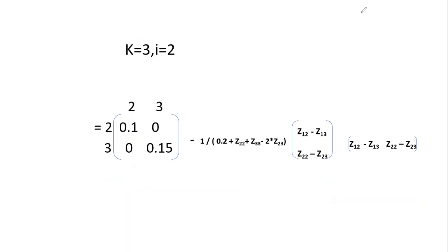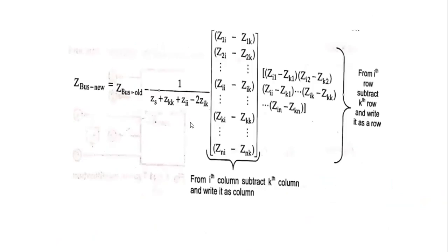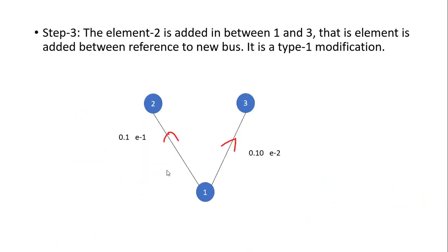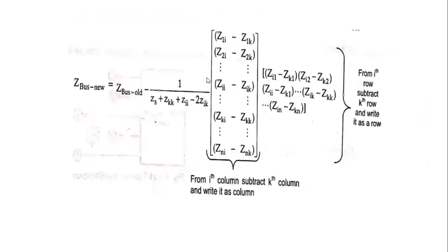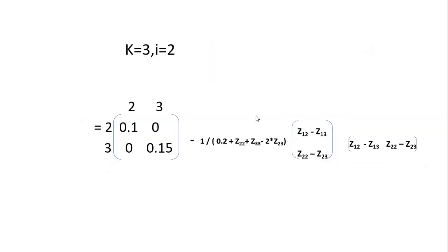Understand? These are the various steps for calculating the Z-bus matrix. There are 4 steps, and in this we are using only 2 types of modifications, that is type 1 modification and type 4 modification. In the previous class, we observed a problem with 4 types of modifications: type 1, type 2, type 3, type 4. But in this problem, we are observing only type 1 and type 4 modifications.